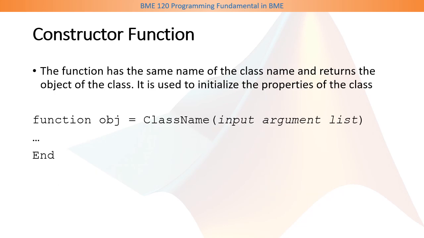This is a constructor function. It has the same name as the class name, and it has an input argument list, and it is used to initialize the properties of the class. The output of the constructor is the object of the class.